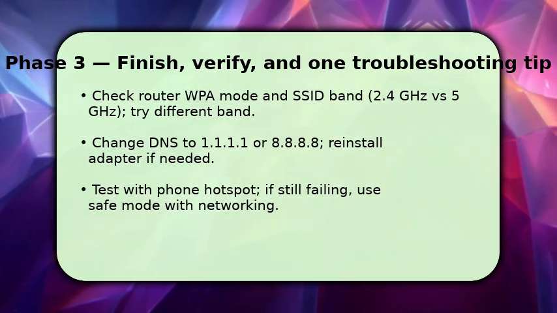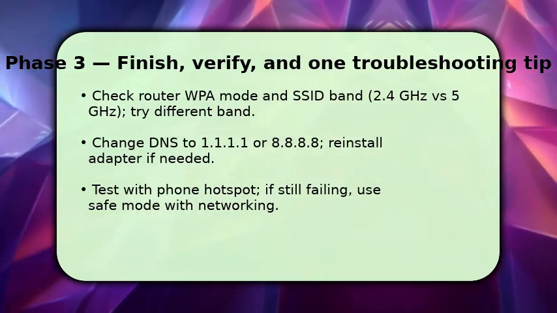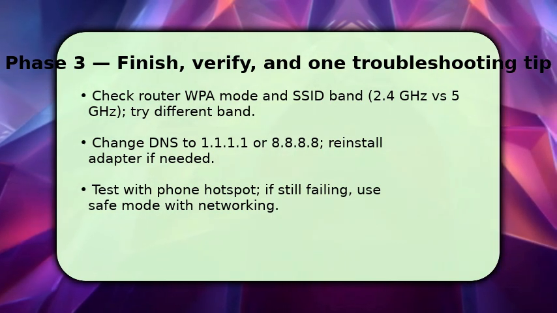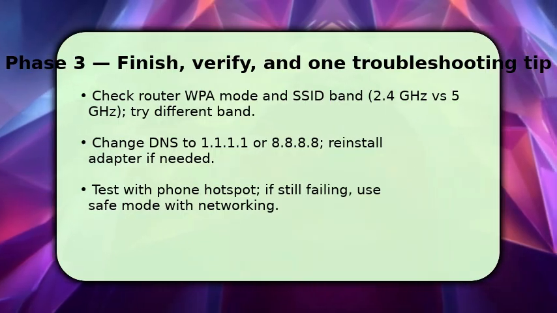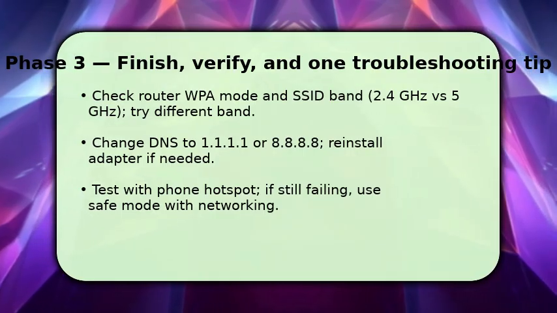If problems persist, uninstall the wireless adapter in Device Manager and reboot to force reinstall. One key troubleshooting tip: test connectivity with a phone hotspot. If that works, the router or Wi-Fi band is the likely culprit, not Windows itself.